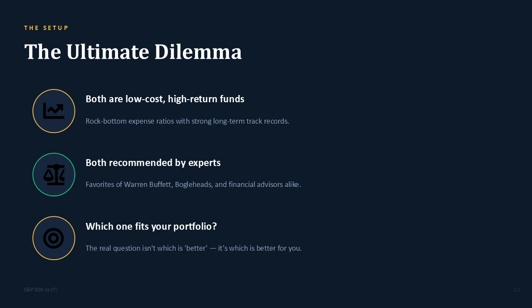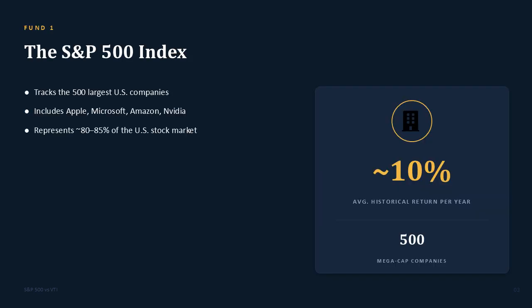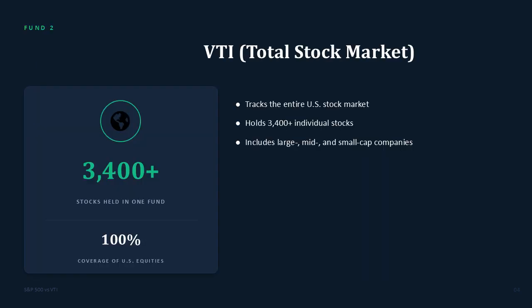Let's start with the S&P 500. This index tracks 500 of the largest, most successful publicly traded companies in the United States. Think of giant names you know and use every single day: Apple, Microsoft, Amazon, and Nvidia. When you buy a piece of an S&P 500 ETF, like Vanguard's VOO or SPY, you are instantly becoming a partial owner in these 500 massive businesses. Historically, the S&P 500 has returned an average of about 10% per year over the long term. It represents roughly 80% to 85% of the total U.S. stock market by value.